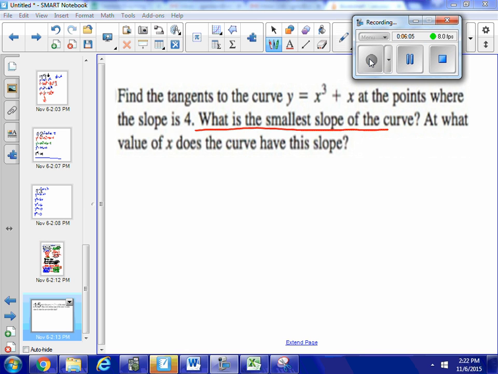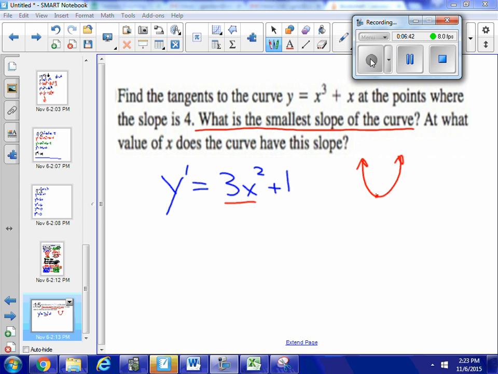The slope of my curve is represented by the derivative, which is 3x squared plus 1. What kind of graph is that going to be? Well, it's x squared. That's going to be the graph of a parabola. It's a parabola opening up, since it's a positive leading coefficient and an even power. And the lowest possible number there is going to be my minimum, which is at my vertex. So I can find out what my vertex is.